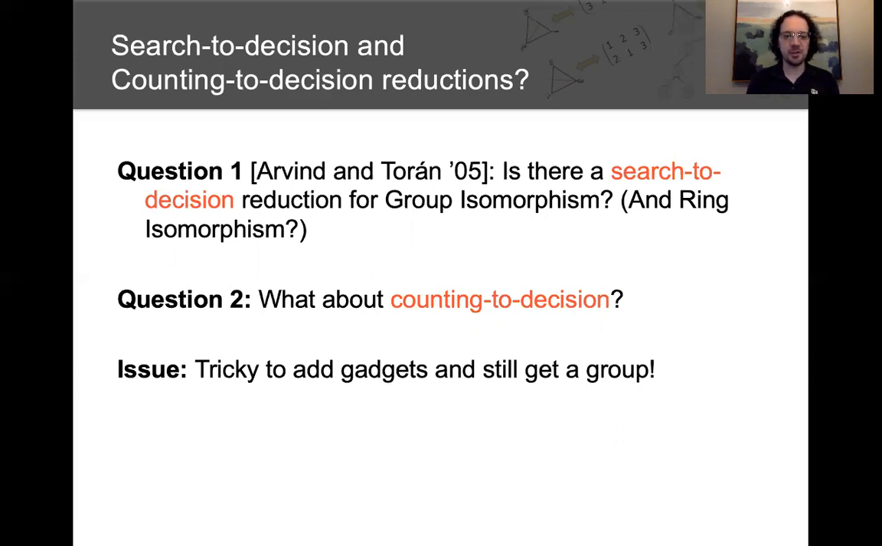as similar gadgets are used in the graph isomorphism case. And part of the issue in group isomorphism is that it seems to be very tricky to add gadgets and still get a group. Graphs seem to be much more flexible, where you just add on vertices and edges how you want. And with a group, you can't just add on elements however you want and hope to still get a group.